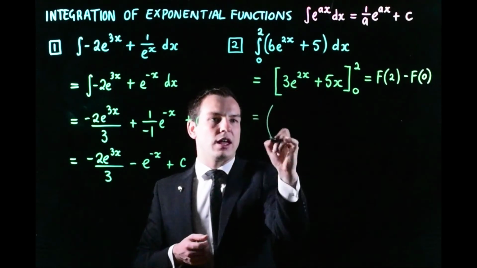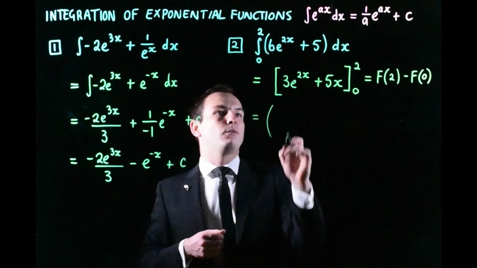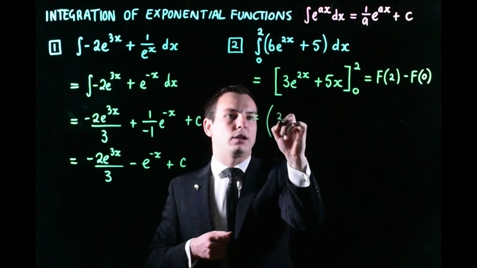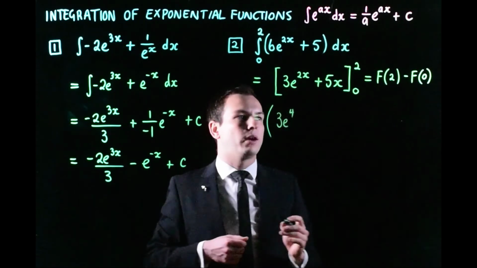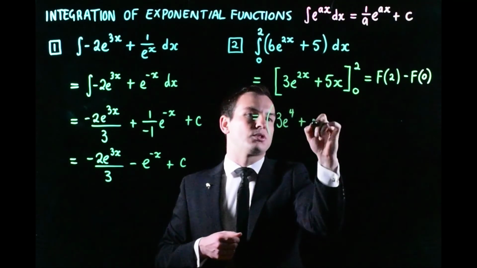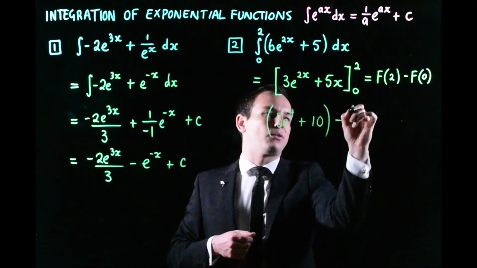If we go ahead and do that, and just make sure you place brackets in the correct spots here, we have 3e to the power of 2 times 2 when we sub 2 into this. So that will give 3e to the power of 4. So again, that's 2 times 2. Wherever there was an x, we're replacing it with 2. Plus 5 times 2, which is 10. And then we're going to subtract away from that.